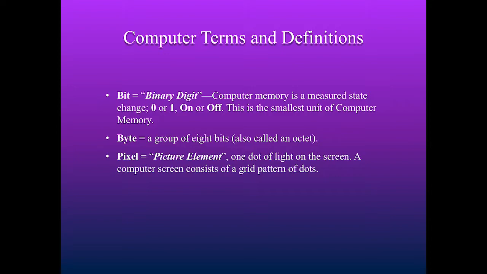A pixel is formed from the words picture and element. It takes the beginning of the first word and the beginning of the second word. It refers to the one dot of light on the screen that you're looking at. So when you have pixels per inch, that's how many dots in each inch. A computer screen consists of a grid pattern of dots. It's also called a bitmap or raster image.